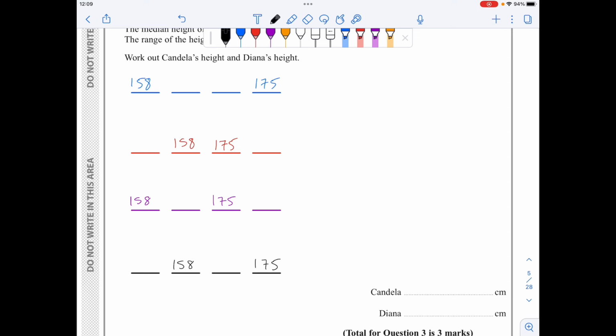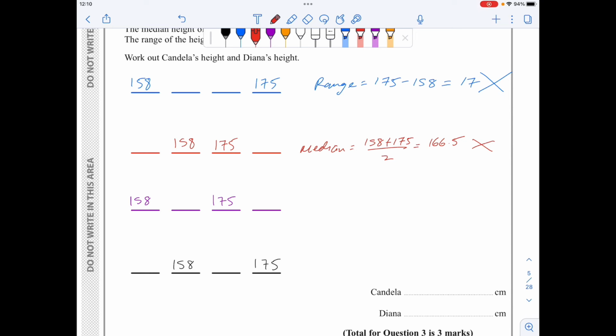So for case number 1, in this scenario, the range should be 175 minus 158, which comes out to be 17, but in the question we're given that the range is 21, so this case is rejected. For case number 2, I'll work with the median, and the median is (158 + 175) / 2. This calculation gives me 166.5, but the median should be 160, so I'll reject this case as well.